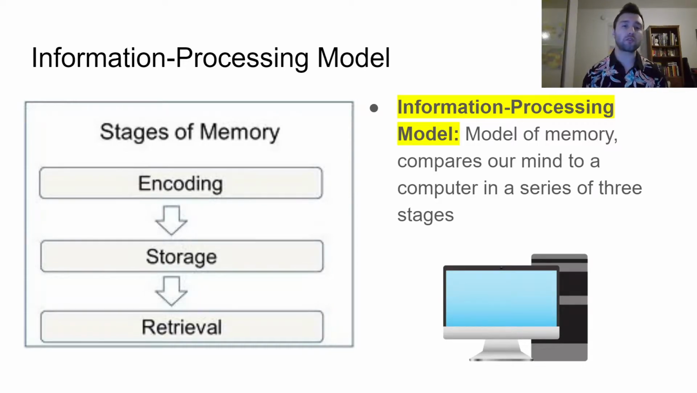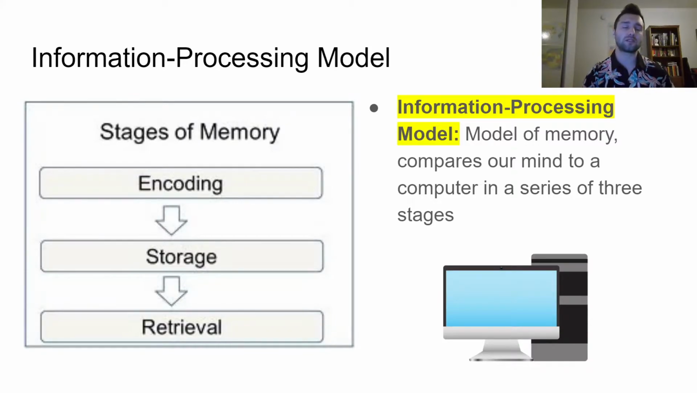So like I said, our first model is what is called the information processing model. We've kind of talked about this a little bit. Basically, it is a model of memory that compares our mind to a computer. So if you think about how does a computer work as far as memory, how does it store stuff, how does it get stuff into it, how does it pull stuff out, that is how we're going to think about the mind. Right, that our brain is functioning the same way a computer would.